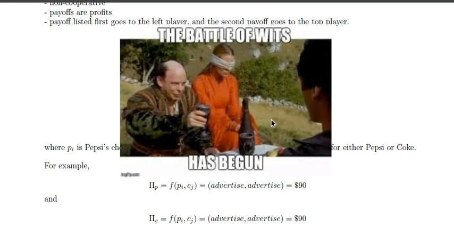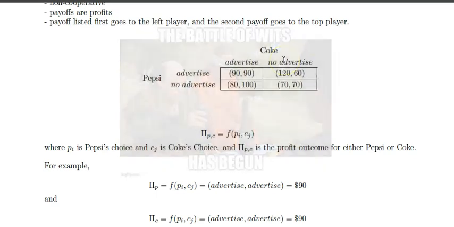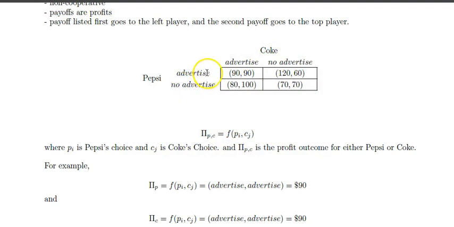Now, what happens if Coke chooses to not advertise? Well, Pepsi can choose to advertise and make $120, or not advertise and make $70. Again, we can see that Pepsi's choice is to advertise. At this point, we can refer to advertise as Pepsi's dominant strategy, because regardless of what Coke chooses, Pepsi wishes to advertise.